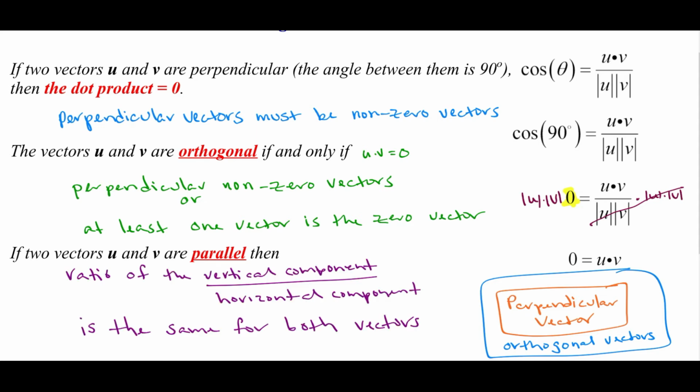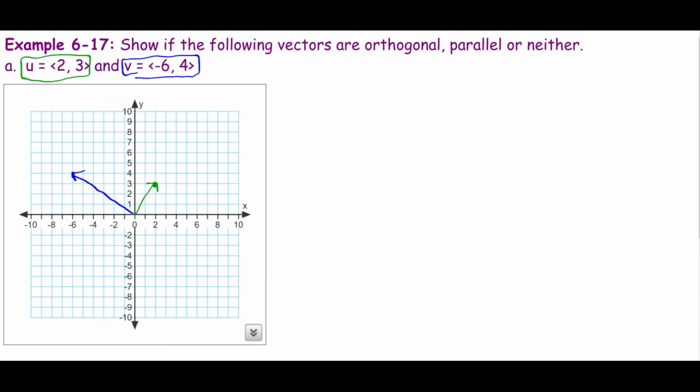Two vectors u and v are parallel when the ratio of the horizontal component over the vertical component is the same for both vectors. Essentially you're just taking the y value over the x value, because in order for two vectors to be parallel they have to have the same slope of that line segment. So really you're just doing y over x for each vector and seeing if they're the same. We're going to look at some examples where we look at vectors and decide if they're parallel, orthogonal, or neither.